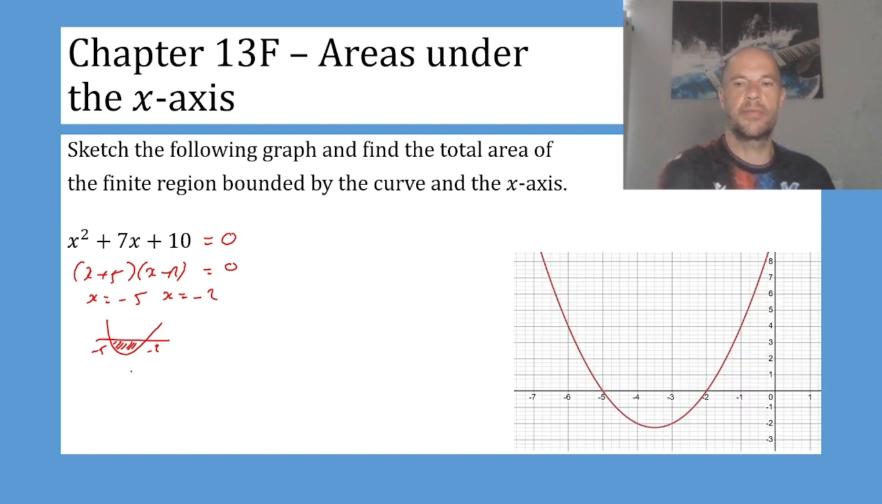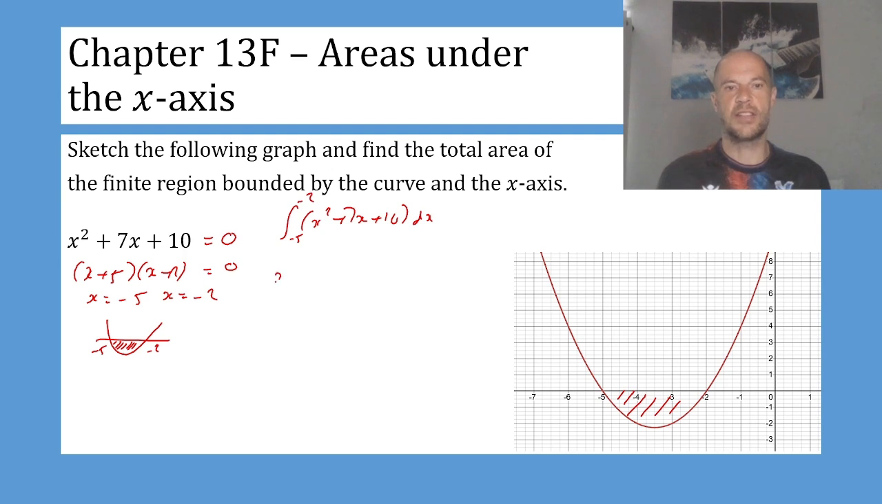In fact, I think I've prepared, there we go. So this is the area we're trying to work out here. So again, no major problem. All we need to do is integrate x squared plus 7x plus 10 with respect to x, and the upper limit is negative 2 and the lower limit is negative 5. So let's integrate that. So that's going to be x cubed over 3 plus 7x squared over 2 plus 10x, put that in square brackets, upper limit negative 2, lower limit negative 5.